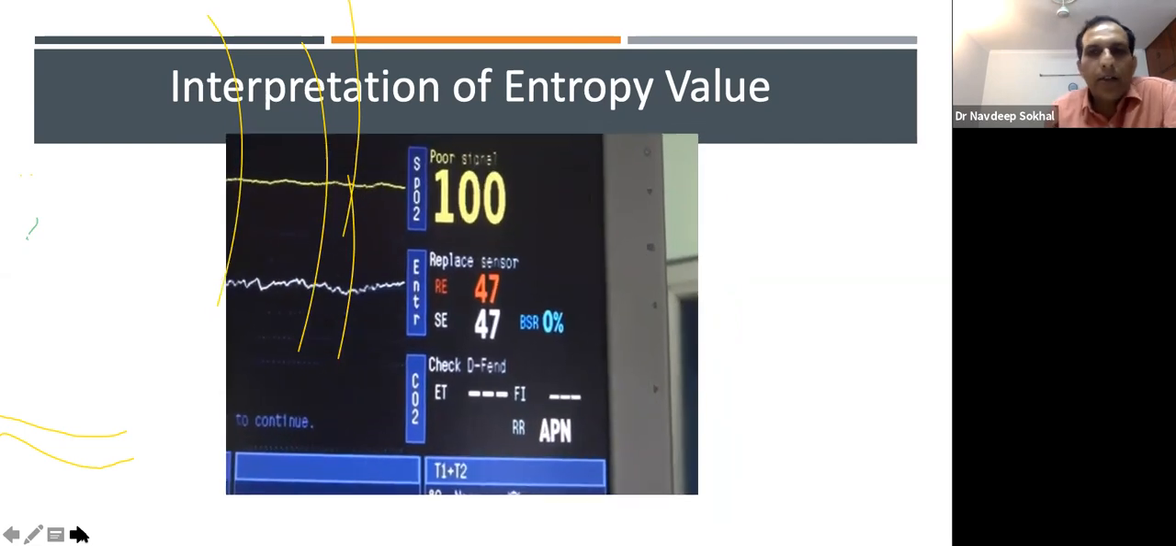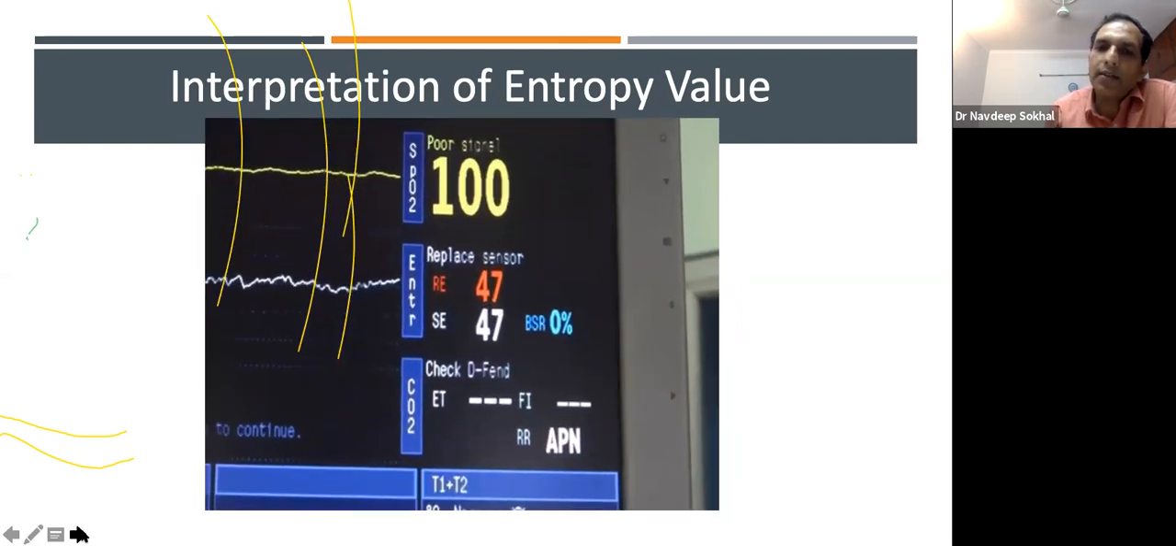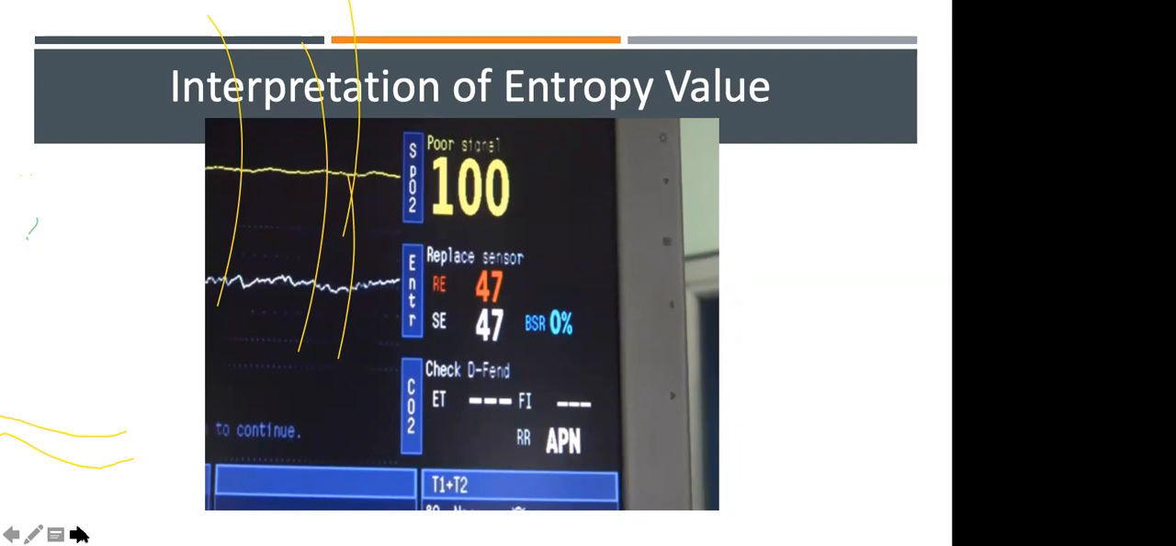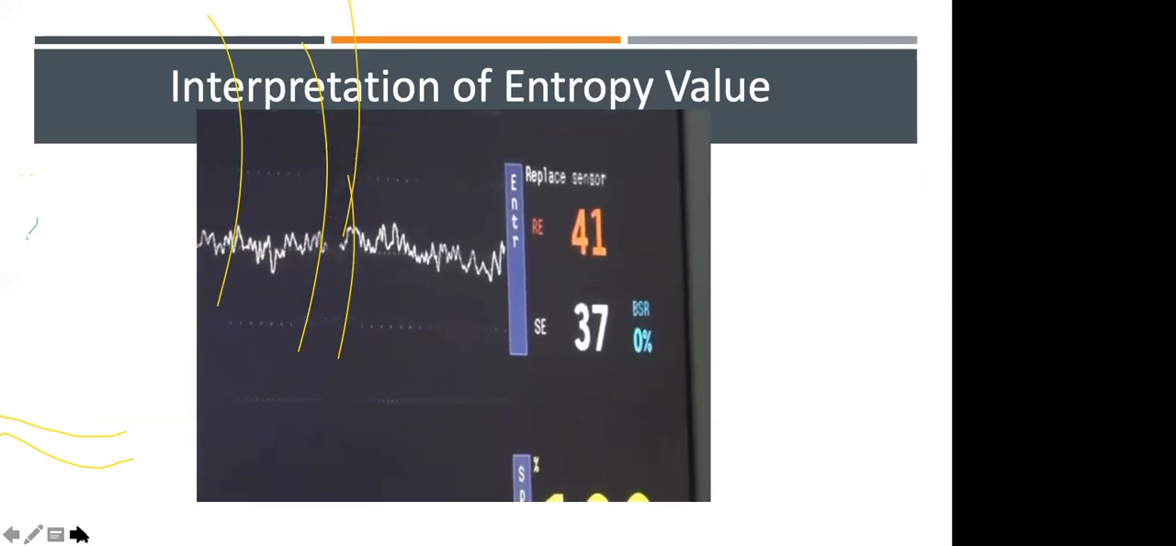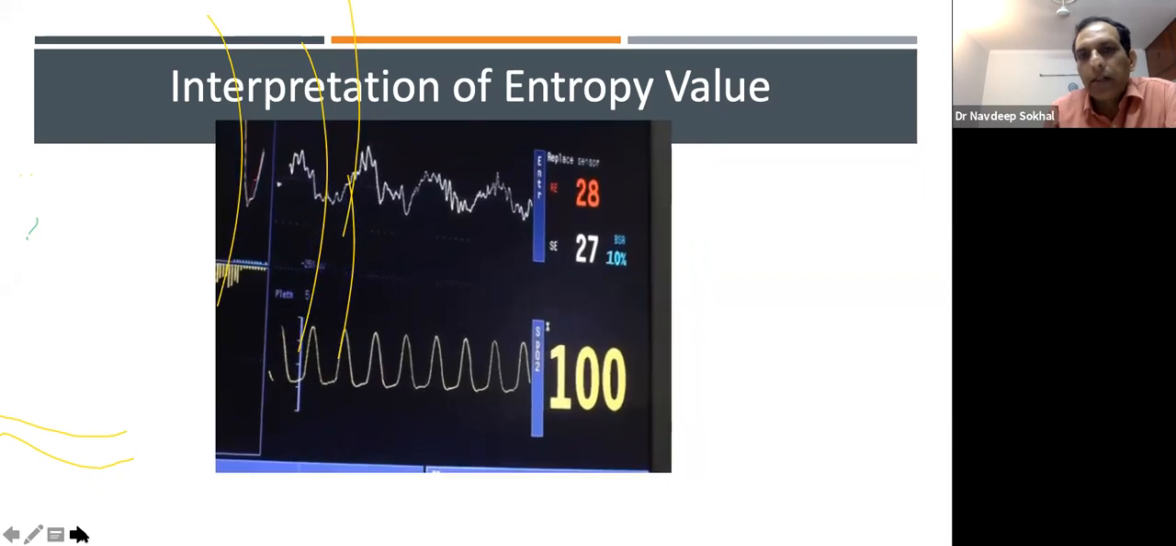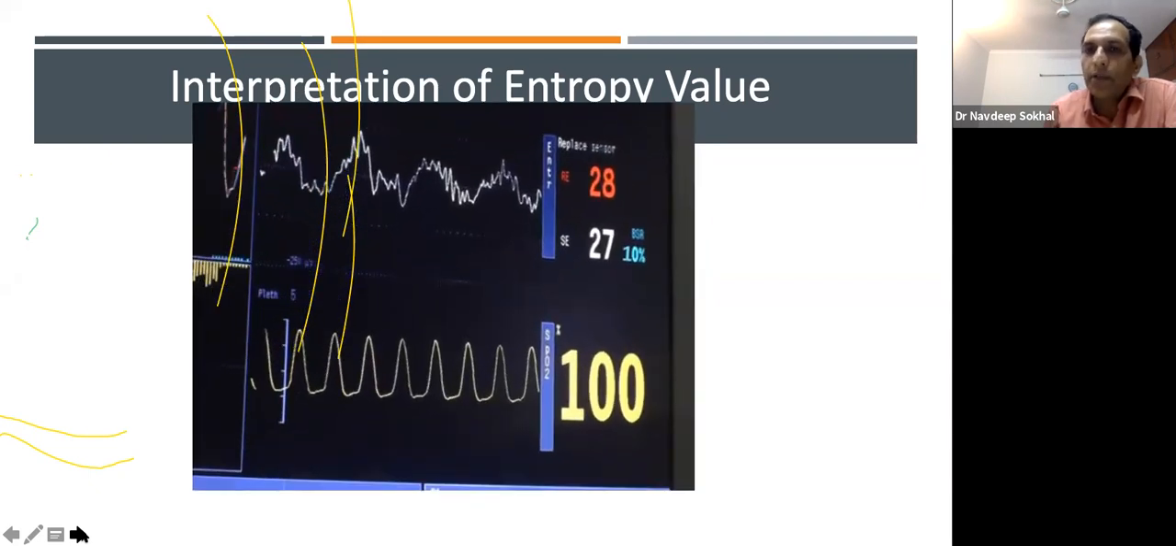This is adequate depth, definitely. Response entropy and state entropy both are 47 now, and burst suppression is zero. Now you see we are going to the deeper plane, that is response entropy 40 and SE 37, and there is still no burst suppression. But as we go further deep, you can see both state and response entropy are below 40, and burst suppression has appeared. That is 10%, meaning the line is isoelectric, or there is no activity. So this is a very deep plane of anesthesia.